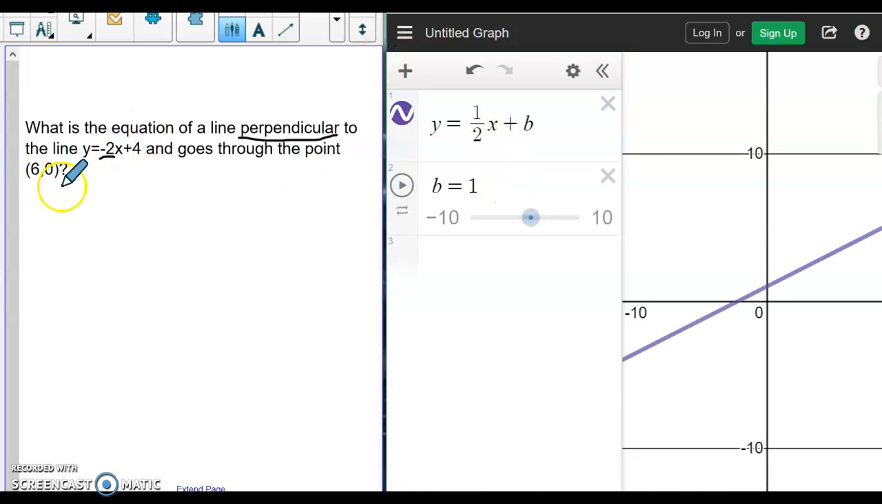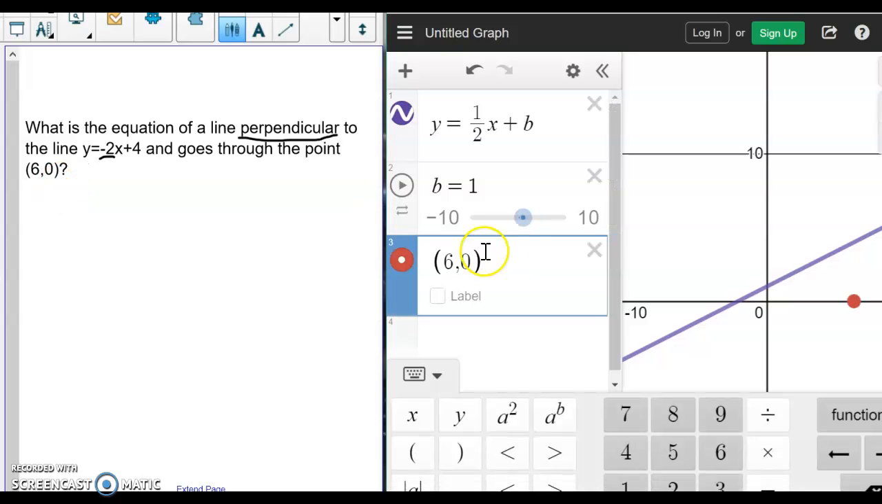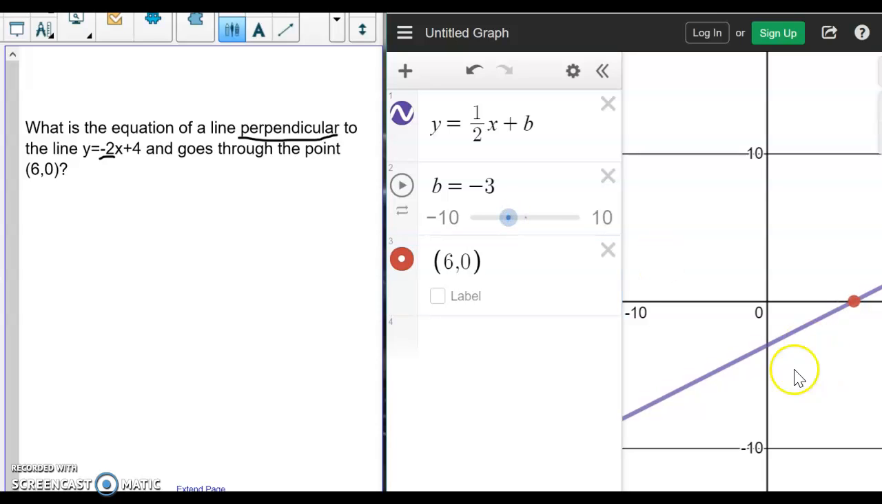Then I type in the next piece of information that the problem tells me, and that is what the point goes through. All right, I can see it pop up. I will move my line until it crosses through evenly. So I can see right here that my y-intercept is -3. So the equation of a line perpendicular to this would be y equals 1/2 x minus 3.